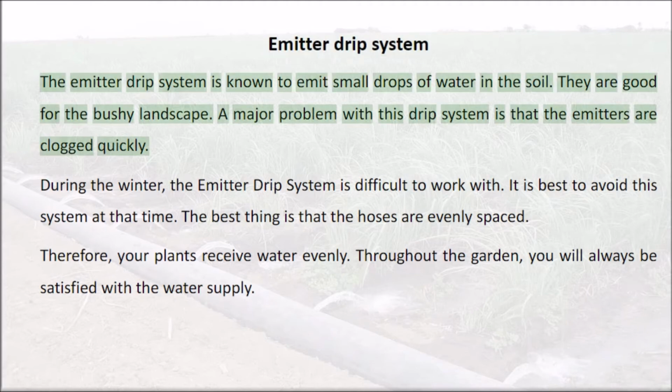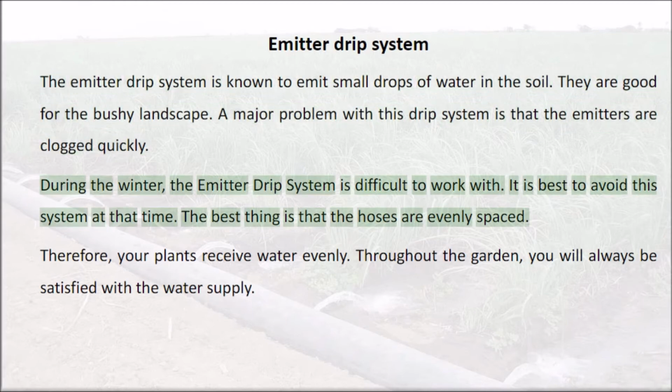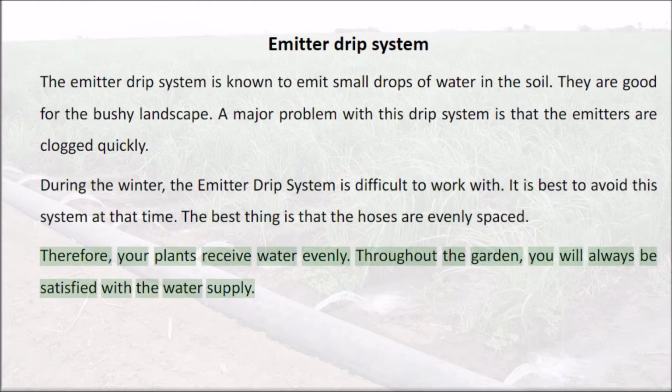Emitter drip system. The emitter drip system is known to emit small drops of water into the soil. They are good for bushy landscapes. A major problem with this drip system is that the emitters clog quickly. During the winter, the emitter drip system is difficult to work with. It is best to avoid this system at that time. The best thing is that the hoses are evenly spaced. Therefore, your plants receive water evenly. Throughout the garden, you will always be satisfied with the water supply.